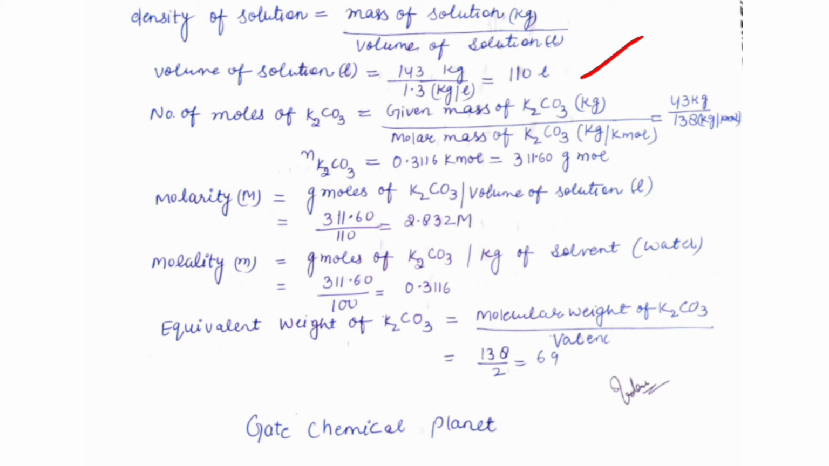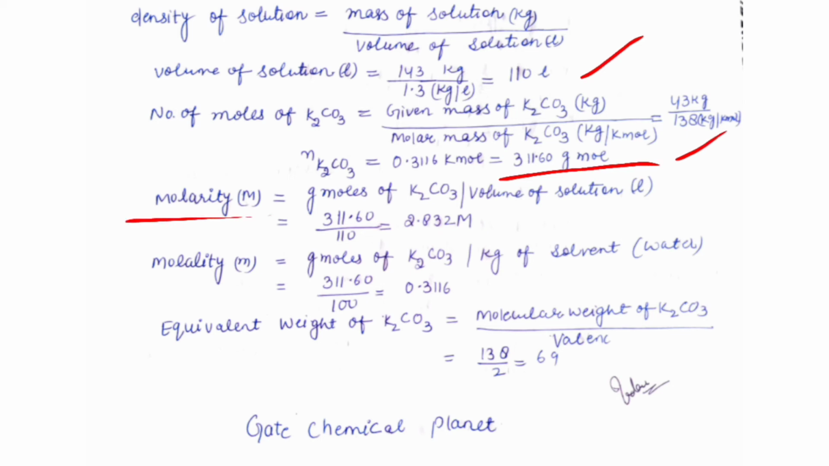So now we will calculate the number of moles of K2CO3. Given mass of K2CO3 in kilograms divided by the molar mass of K2CO3 in kilograms per kilomole. So the moles of K2CO3 equals 43 kilograms divided by 138 kilograms per kilomole, and it equals 311.60 gram mole. Okay, so in this way we have calculated the number of moles of K2CO3.